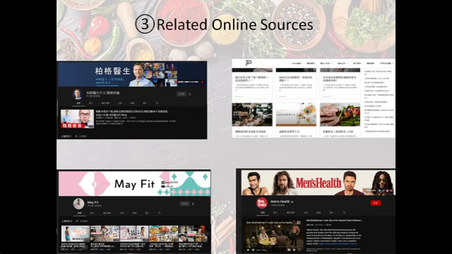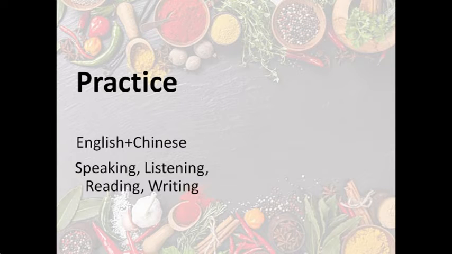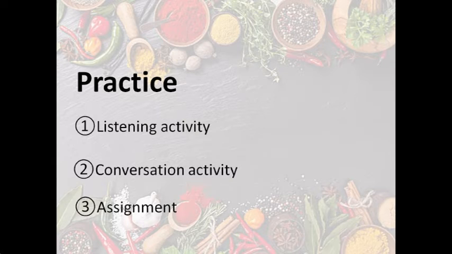In the third part, I will post some online sources so students can have some further learning about cooking methods for healthy food and advanced knowledge about consumption, nutrients, and health. In the practice part, English and Chinese will all be incorporated, and 4 language skills will all be needed. I will also separate my practice into 3 activities. The first 2 activities will be in the same worksheet, which I designed based on a clip in the online sources I posted in the third part of my presentation.